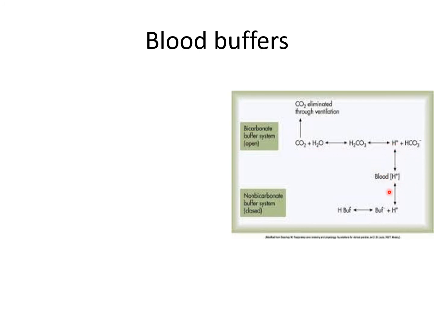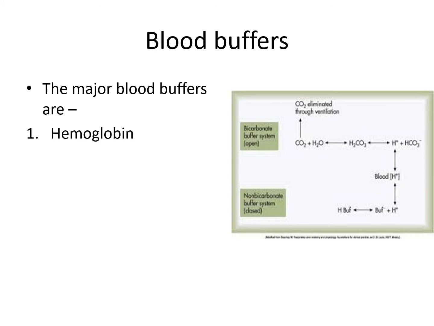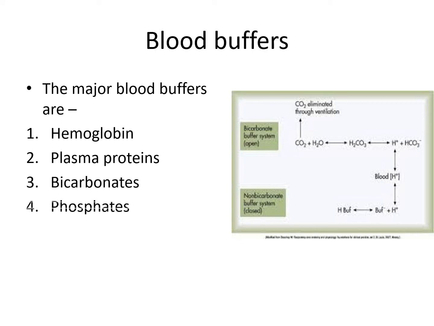All other buffer systems are called non-bicarbonate buffer systems, or closed systems. Here the buffer, after reacting with hydrogen ion, forms a salt, which is excreted through the urine. So the major blood buffers are: hemoglobin has the maximum contribution, then the plasma protein, next the bicarbonate, and also buffer systems like phosphates.